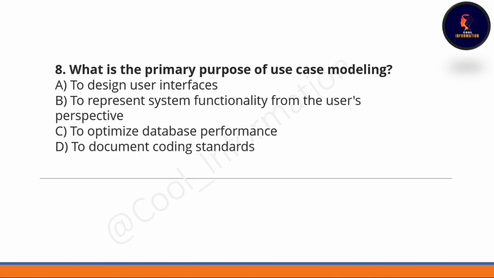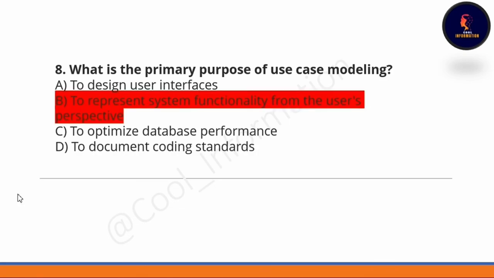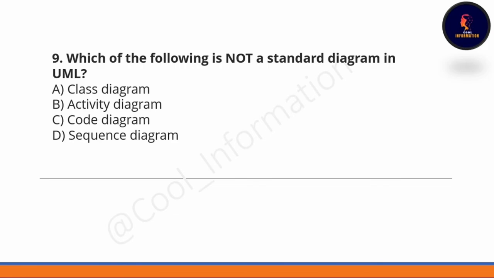Option D is correct. Next question, what is the primary purpose of use case modeling? So the primary purpose of use case modeling is to represent system functionality from the user perspective. Option B is correct. Next question, which of the following is not a standard diagram in UML? Class diagram, activity diagram, code diagram or sequence diagram? Option C is correct. Code diagram is not a standard diagram in UML.